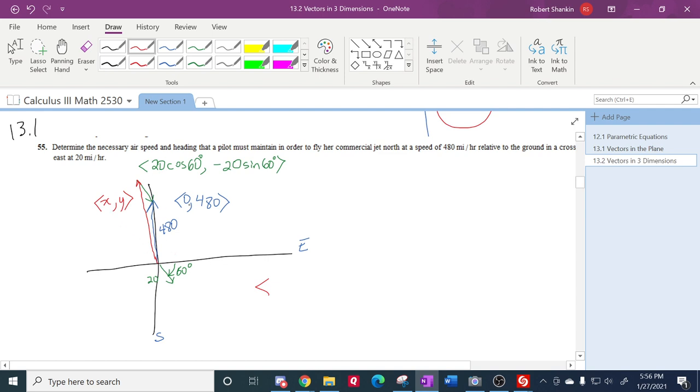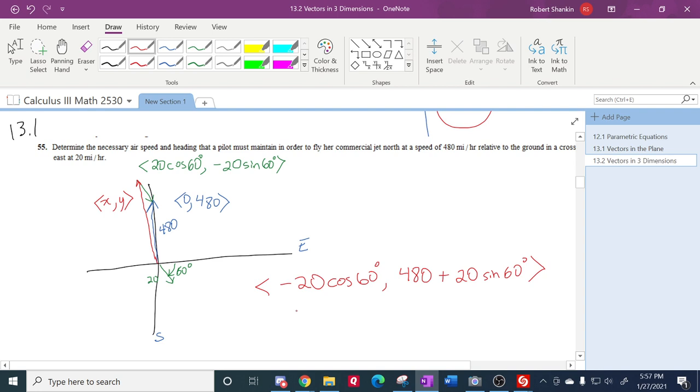All right, I think the answer should turn out to be, since x plus this is equal to 0, it should be negative 20 cosine of 60 degrees. And then the y plus that is equal to that. So the y should be 480 plus 20 sine 60. So that's what we should be getting.